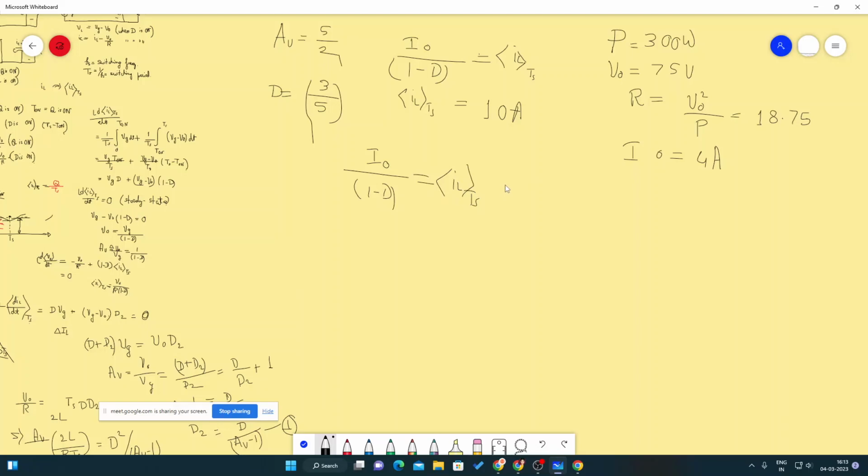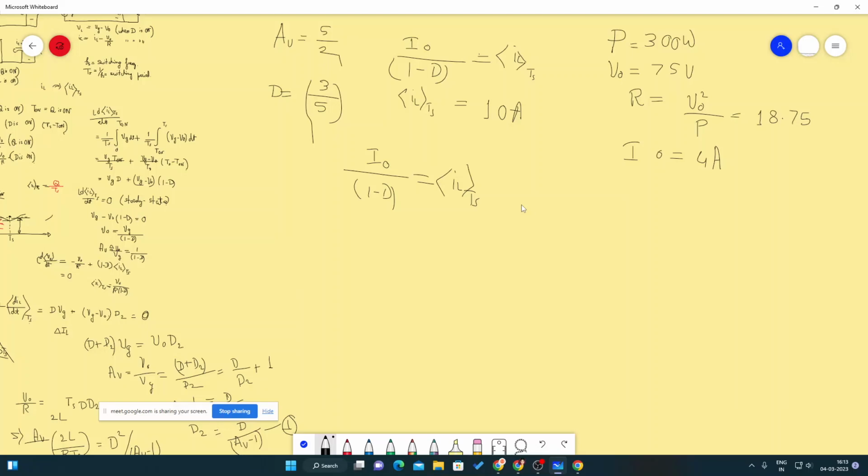Sir, if they had asked for the average value of current through that capacitor, it will be 4 ampere, right? The average current flowing through the capacitor is 0. Okay, sir, got it. Average current will be 0. And this I naught average is 4 ampere. But for I naught, you need not consider the average, because it's a resistance. The ripple on I naught will be absorbed by the capacitor, and that ripple is 0.